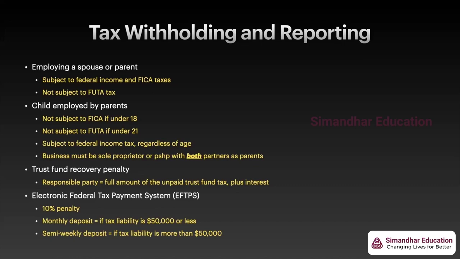Now, FICA, FUTA, all of these are very different terminologies. We'll be covering that in the next slide, but I just want you to be aware that if a child is employed by the parents, they're not subject to FICA if they are under 18, and they're not subject to FUTA if they're under 21. Again, the business must be a sole proprietorship or a partnership where both the partners are the parents.